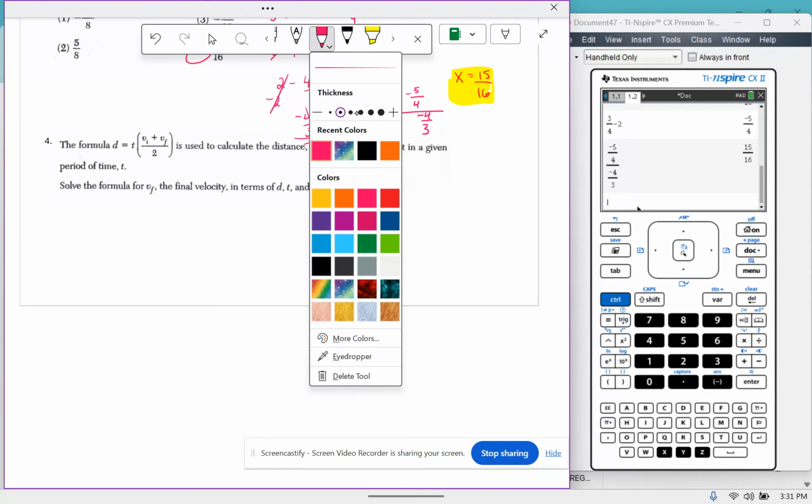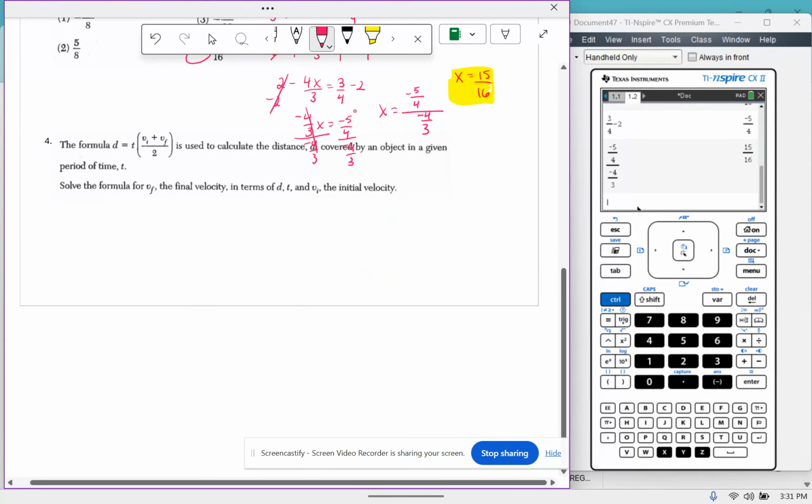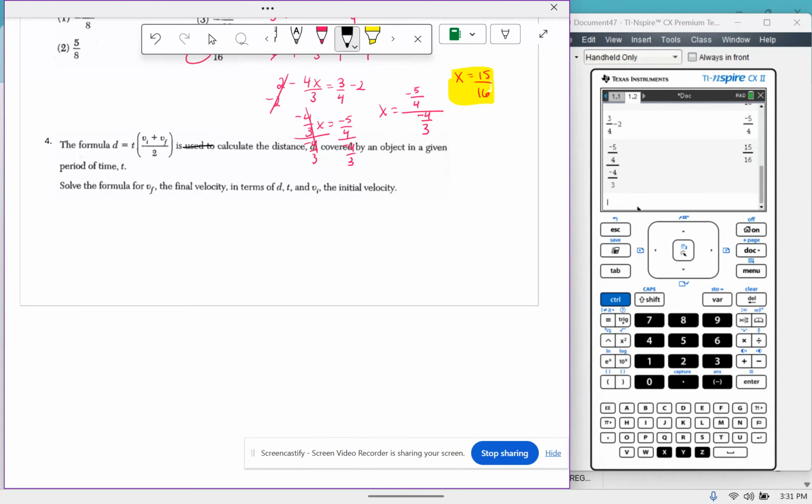is used to calculate the distance D covered by an object in a given period of time. So this is all just like extra information. What you really need to be able to pull out from a question where it's all letters is just, hey, what variable are you solving for? And here it says you're solving the formula for V sub F. So that means I'm going to go into the formula here, and I'm going to move all the pieces around until I get V sub F by itself.